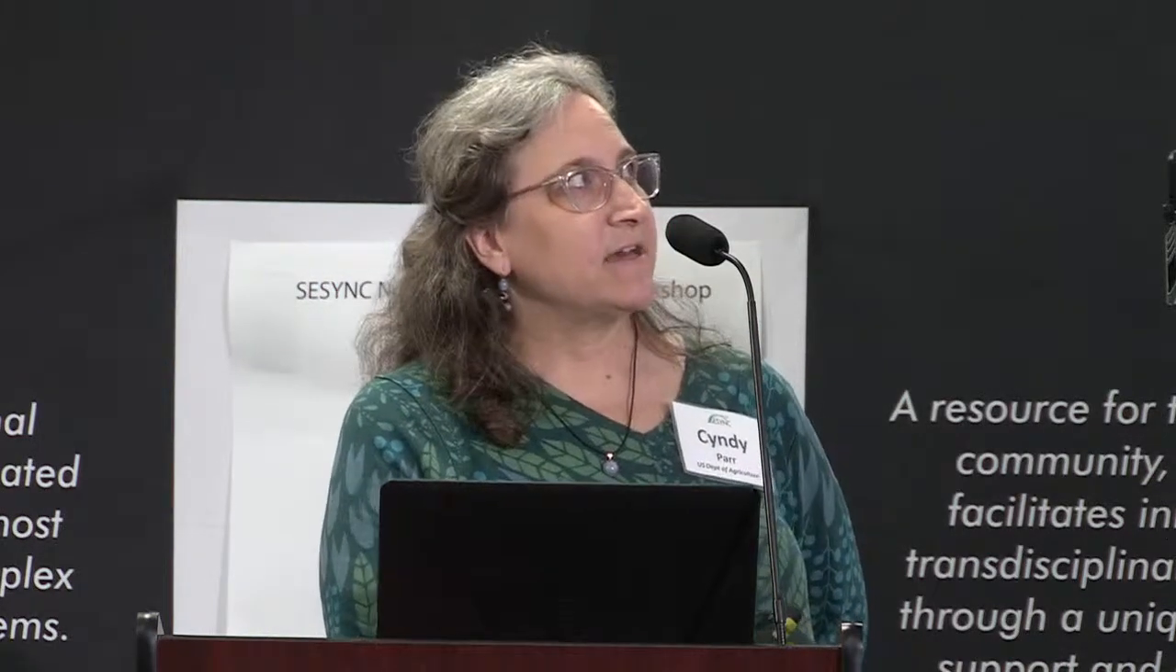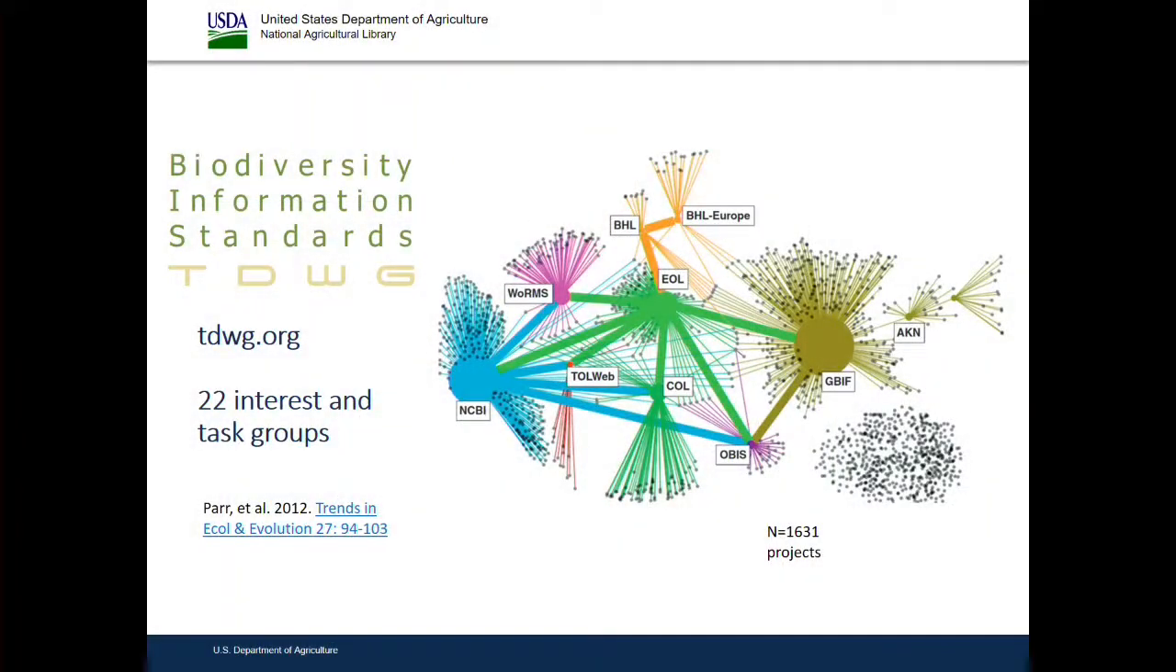So my first case study is Biodiversity Information Standards, which is an organization that's been around for about 34 years. The acronym is TDWG for historical reasons, Taxonomic Databases Working Group. And this is my favorite network of networks diagram. This was in a paper that we published in 2012. And it is actually illustrating data flows between projects.